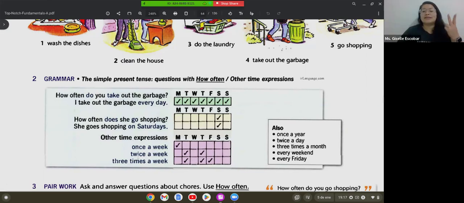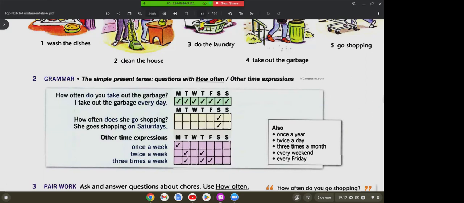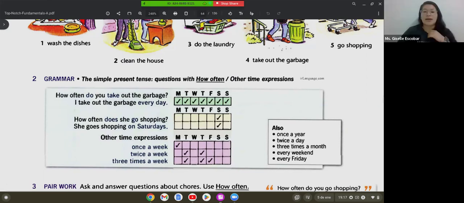So, twice a week. 2 veces por semana. Exactly. And 3 times a week. 3 veces a la semana. And we have other expressions in this little chart. En este otro cuadrito nos muestran otras expresiones. That's why it says also, también, once a year.